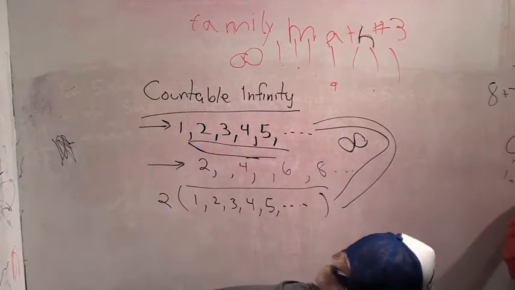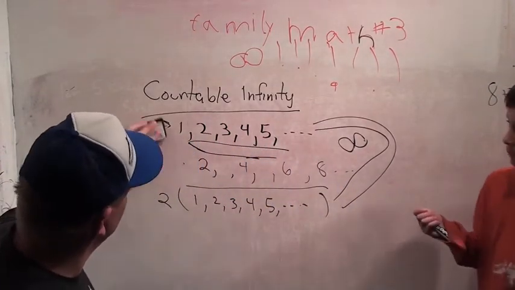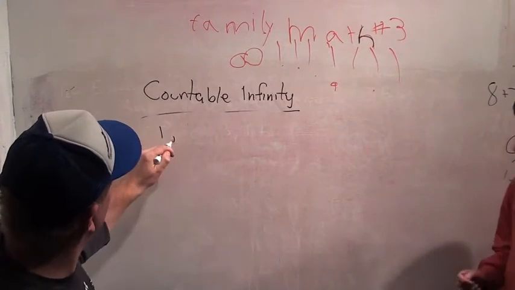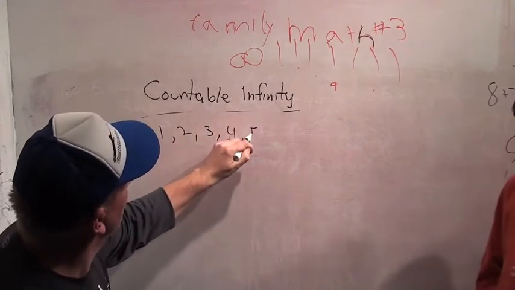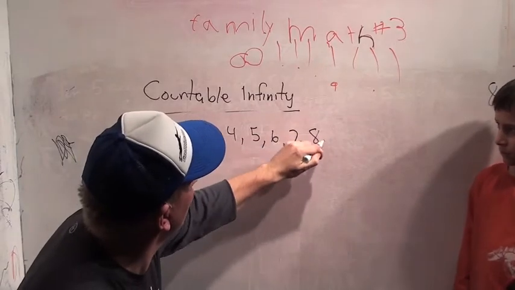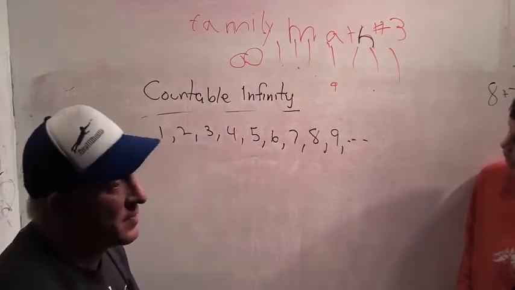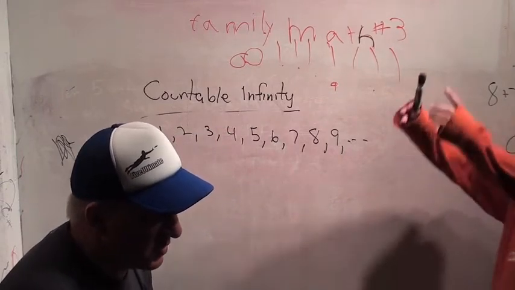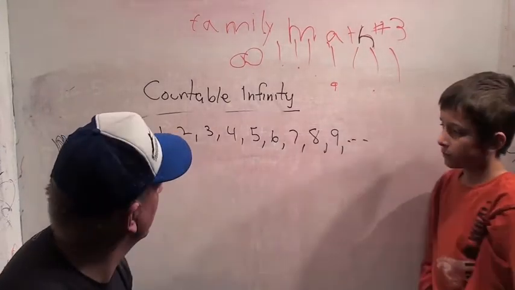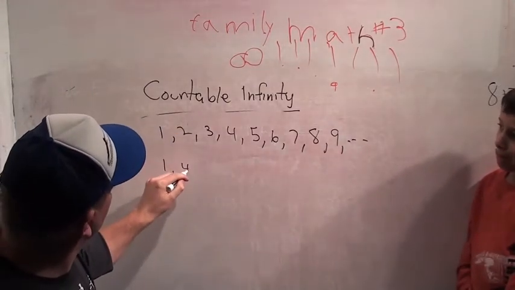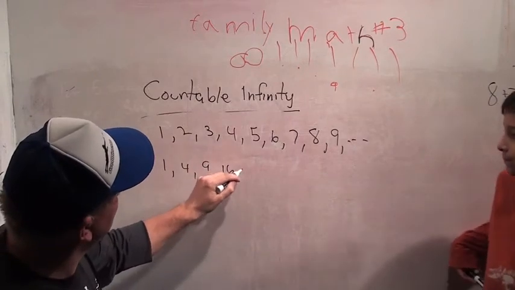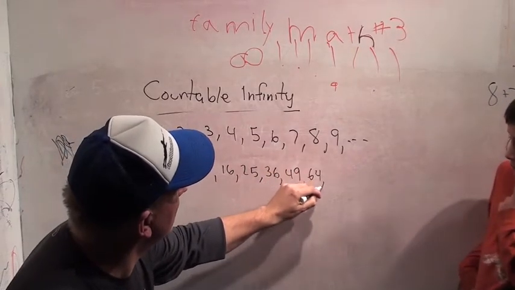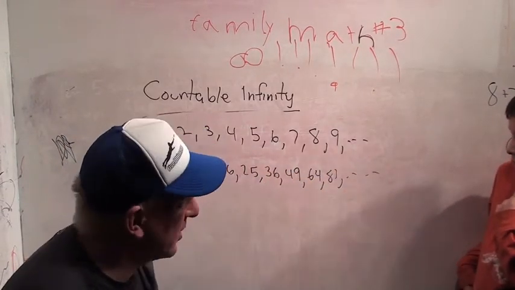Whoa. Now what if I did something really crazy? Instead of going 1, 2, 3, 4, 5, 6, 7, 8, 9, etc., how about if I did all the squares? Do you know what squares are? 1 times 1, 2 times 2, 3 times 3, 4 times 4. So in this list I have 1, 4, 9, 16, 25, 36, 49, 64, 81, etc. All the squares.